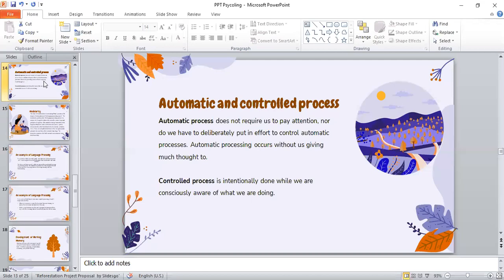Okay, sorry. I will explain about automatic and controlled processes. Automatic processes don't require us to pay attention, nor do we have to put in effort to control them. Automatic processes occur without us giving much thought to them. In other words, with controlled processes, we actually have to think about what is going on and make decisions. We are in control of this process.